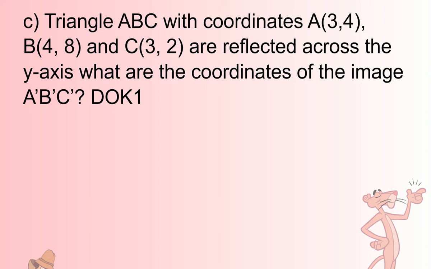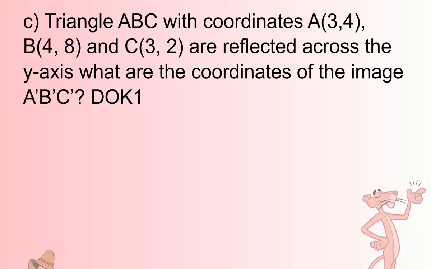Letter C. It says triangle ABC with coordinates A of 3, 4, B has coordinates 4, 8, and C has coordinates 3, 2 are reflected across the x-axis. What are the coordinates of the image A prime, B prime, C prime?